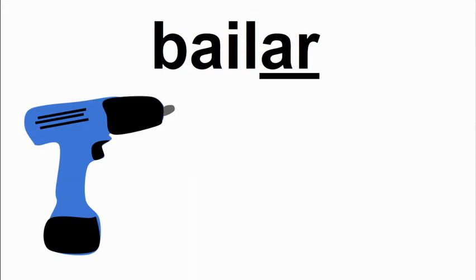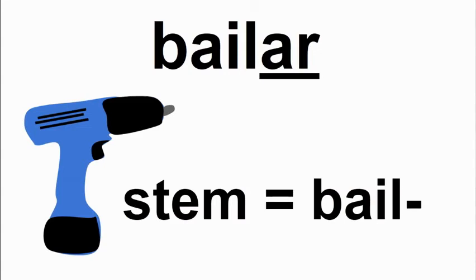We want to find the stem. And the way you find a stem of a verb in Spanish is by dropping off the -AR or -ER or -IR at the end. So the stem of bailar, to dance, is bail.